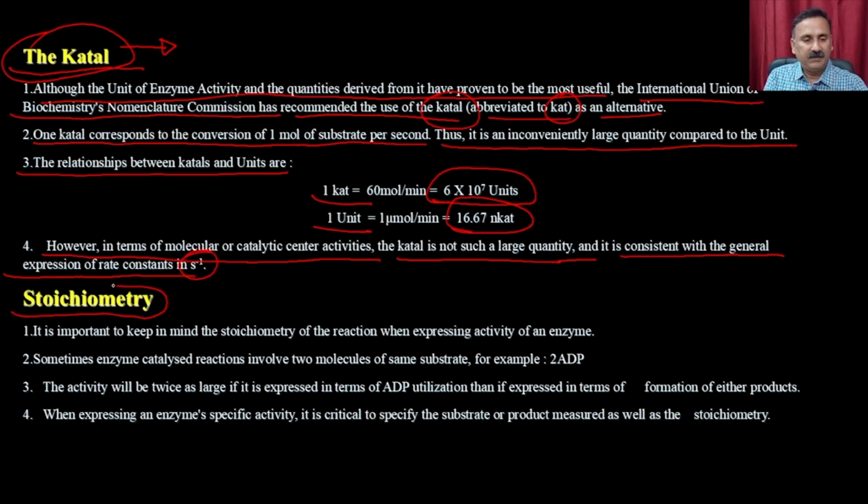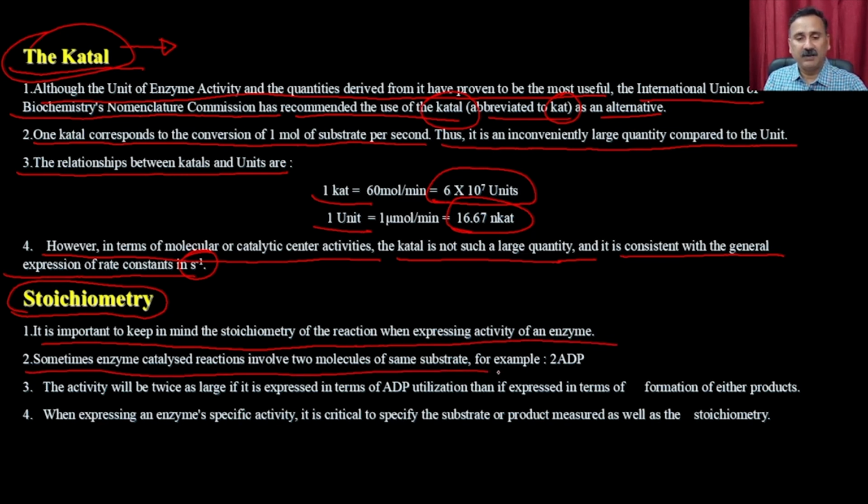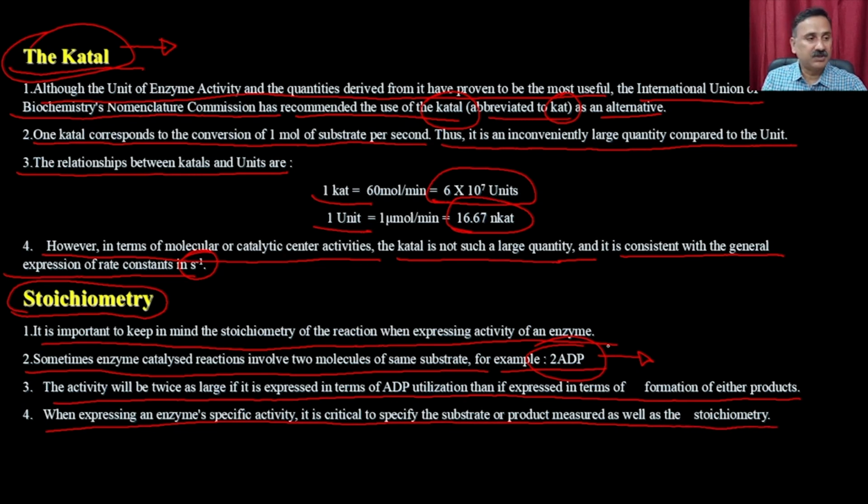While you are doing this activity measurement, stoichiometry is very important. So it is important to keep in mind the stoichiometry of the reaction when expressing the activity of the enzyme. Sometimes the enzyme catalyzes a reaction of 2 moles of the same substrate, for example, 2 ADP, right? So in that case, you might have to change the concentrations accordingly. So the activity will be twice as large when it is expressed in terms of ADP utilized than if it is expressed in terms of the formation of either product. When expressing an enzyme activity, it is critical to specify the substrate or the product as well as the stoichiometry.